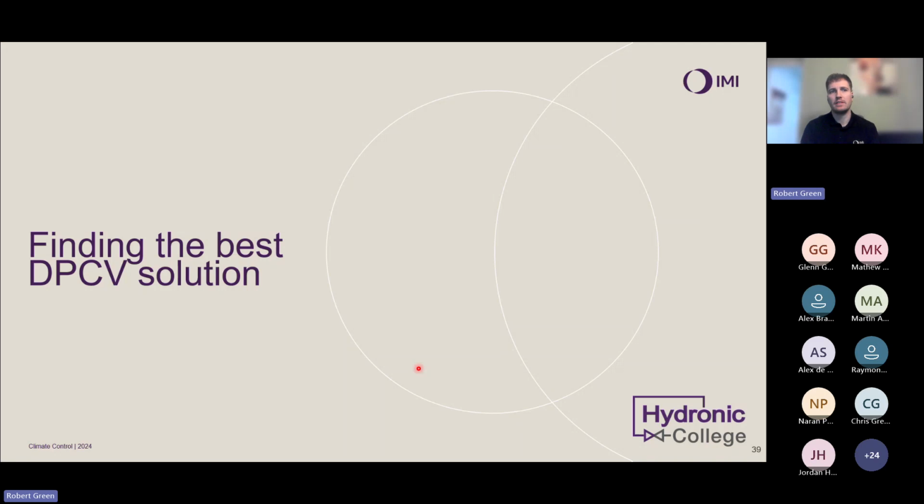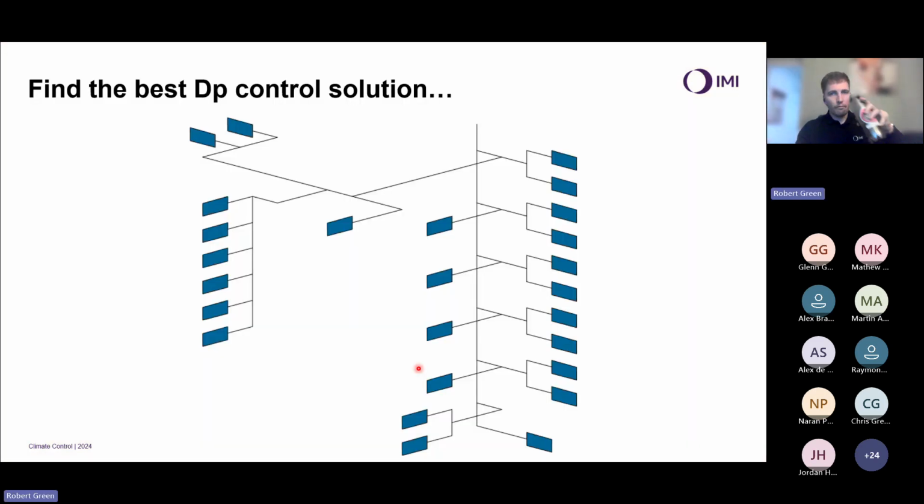So what's going to be the best DPCV solution for your project? Now, that is a little bit of a loaded question because it's very much going to depend on many factors. But again, let's have a look at a system here. This is an example multi-floor system, a bit of a strange layout with multiple branches, multiple areas. So what's the best DP solution here?